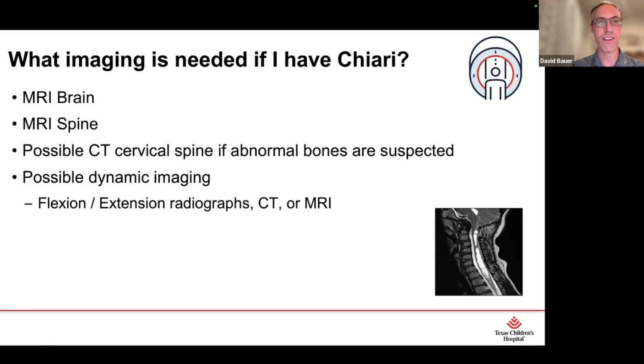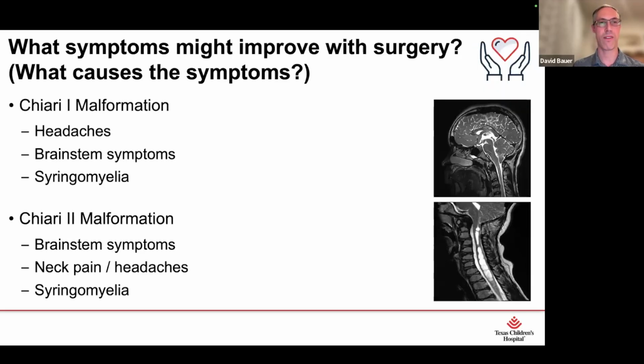We'll often get a CT scan if we believe there are bone abnormalities, and this might happen in maybe 5 to 15% of patients with Chiari malformation. And sometimes we'll get something called dynamic imaging, called flexion extension imaging. It could be in the form of X-rays or a CT scan or an MRI, and it looks for abnormal movement between the skull and the spine when you move your head forward and backwards.